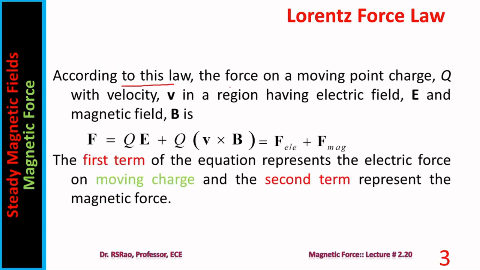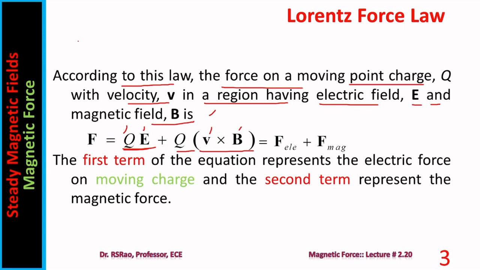According to Lorentz Force Law, the force on a moving point charge Q with velocity v in a region having electric field E and magnetic field B is Q into E. This part is called electric force. Another part is there, Q V cross B. This part is called magnetic force. So F is written as F electrical plus F magnetic. Note here Q is the point charge that is running, E is the field intensity, V is velocity, B is flux density of the magnetic field.